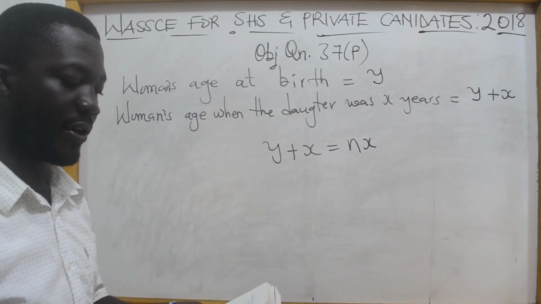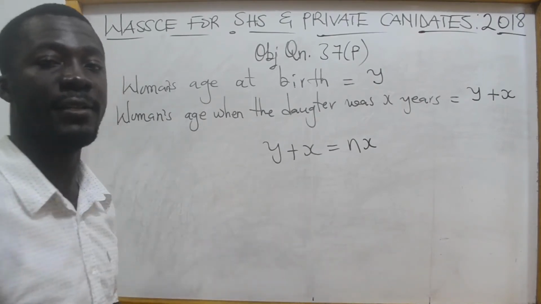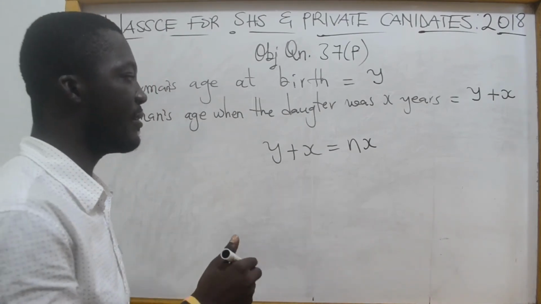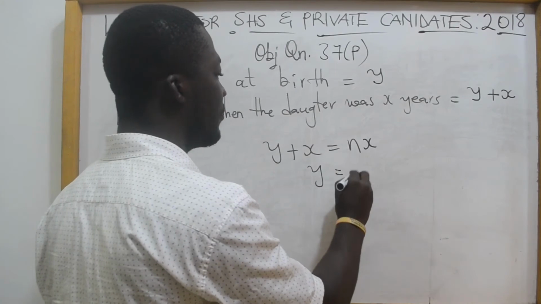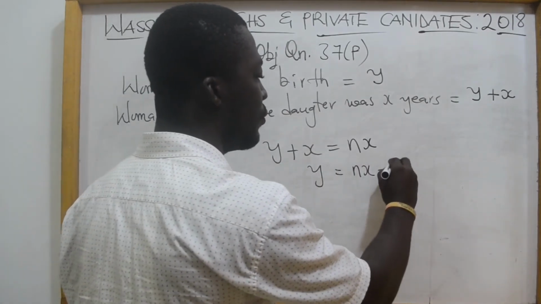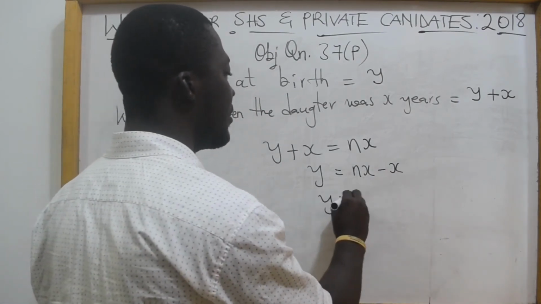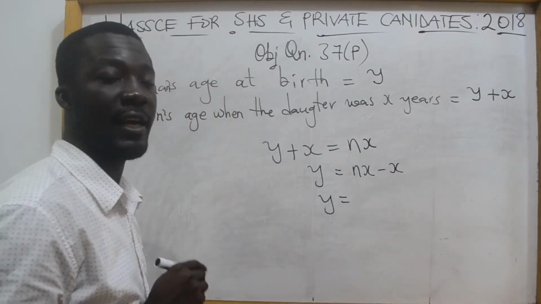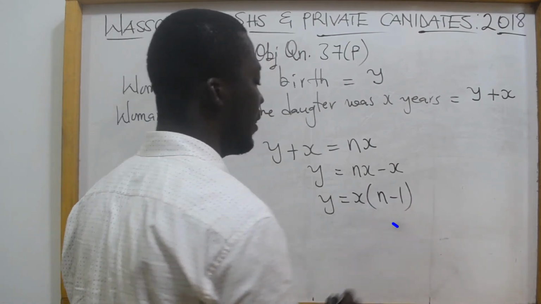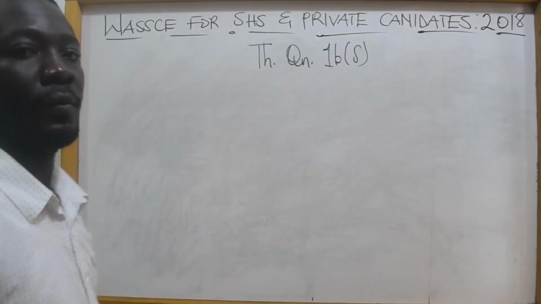Now in the question we have to express y in terms of n and x, meaning we have to make y the subject. So we transpose the positive x to the right hand side, which is y is equal to nx. It is positive, so it will change to negative, nx minus x. So y is equal to, we can factor x out, letting x into bracket n minus 1. And that is the final value for y.